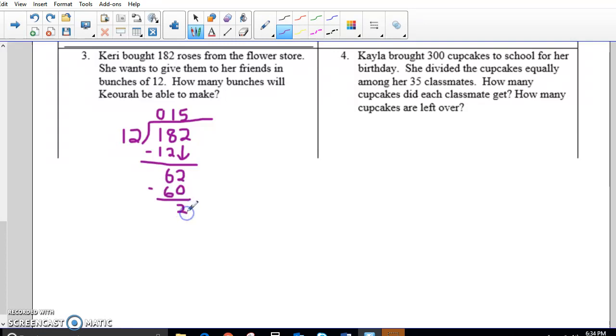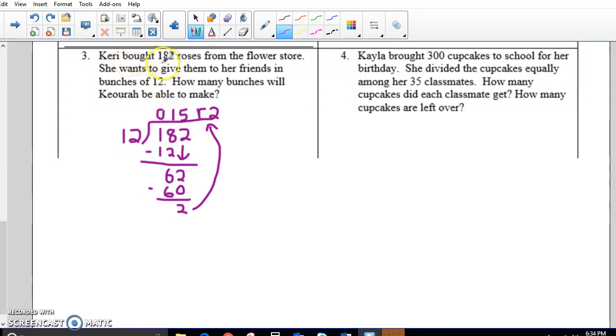So I would have 2 what left over? Well, I have 182 roses. So I'd have 2 roses left over. Remainder 2. So I can make 15 bouquets. So the question is, do I round up to 16 bouquets or do I round down to 15 bouquets?